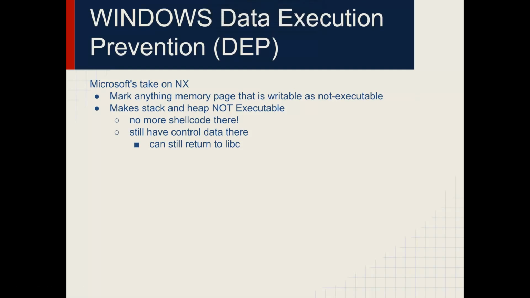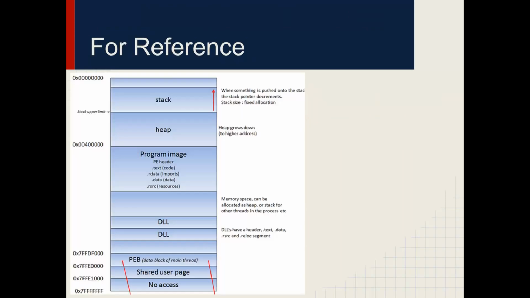Now, the Windows equivalent to NX is DEP, which is Data Execution Prevention. Effectively, you mark anything on a memory page that is writable as also not executable. It makes the stack and the heap not executable, so you can't have any more shellcode there. But you can still have control data there, and still can obviously do return-into-libc and return-to-library style techniques.